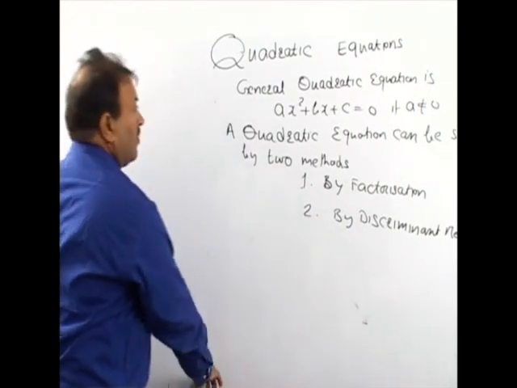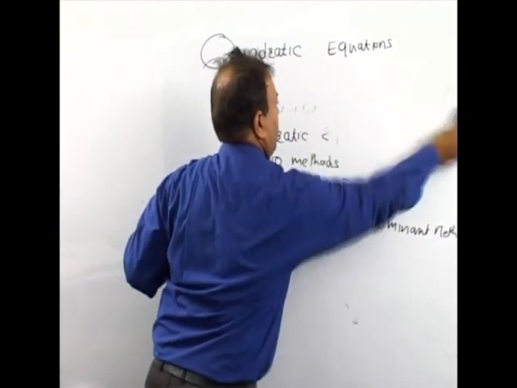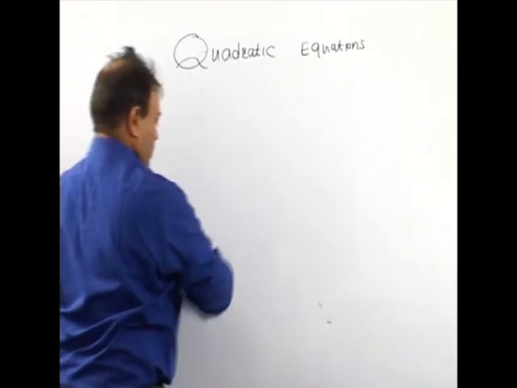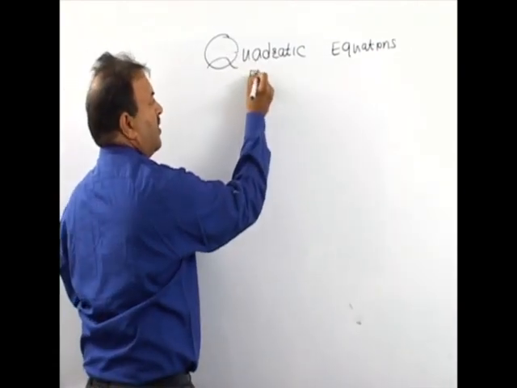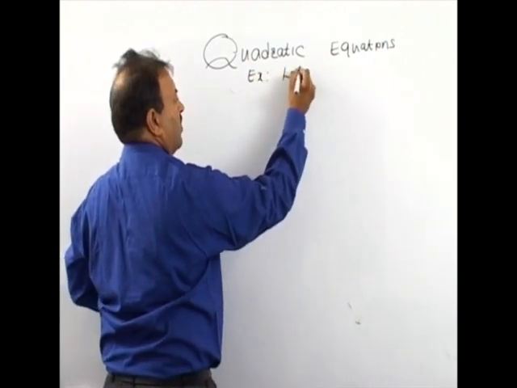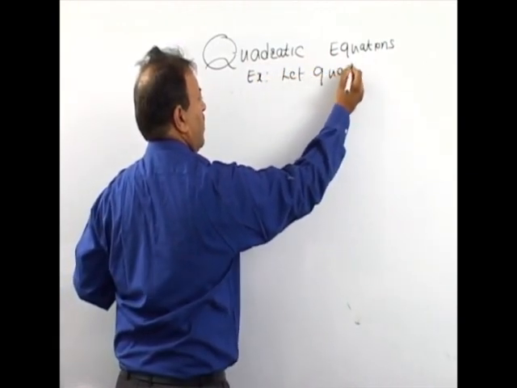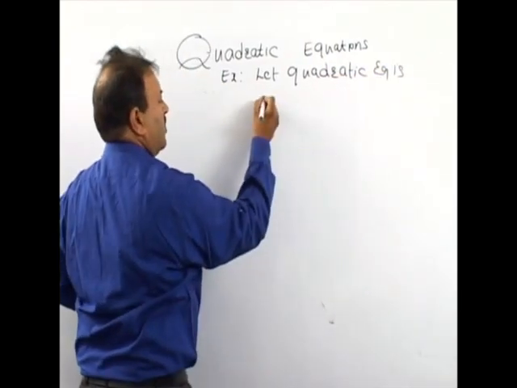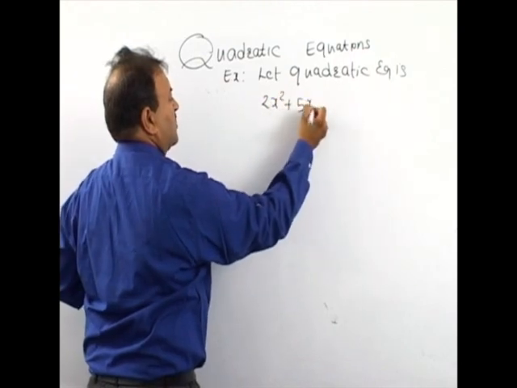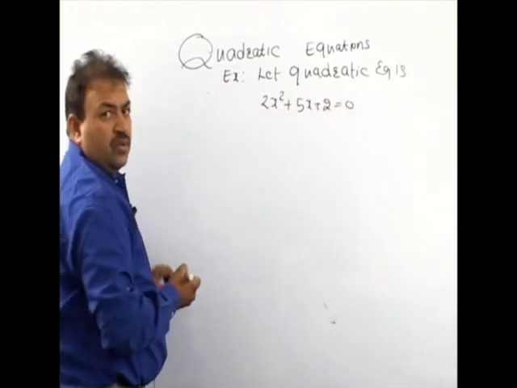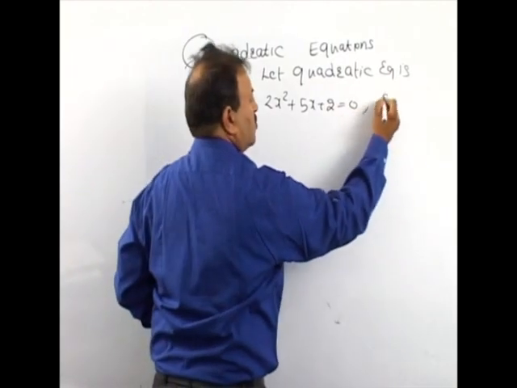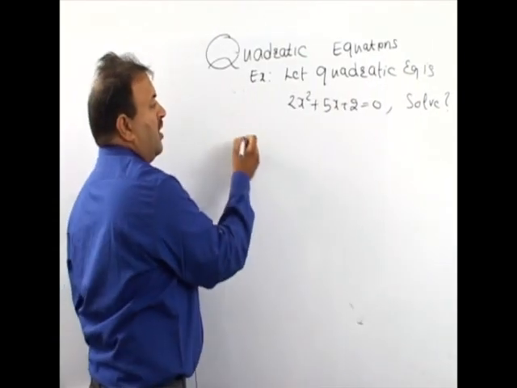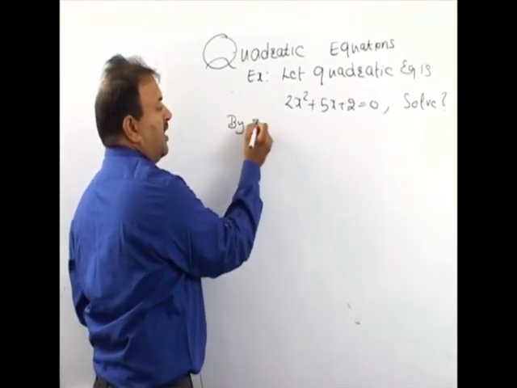See, example I take. Let the quadratic equation be 2x square plus 5x plus 2 is equal to 0, and we have been given to solve. How will we solve it? The first thing we'll apply is factorization.